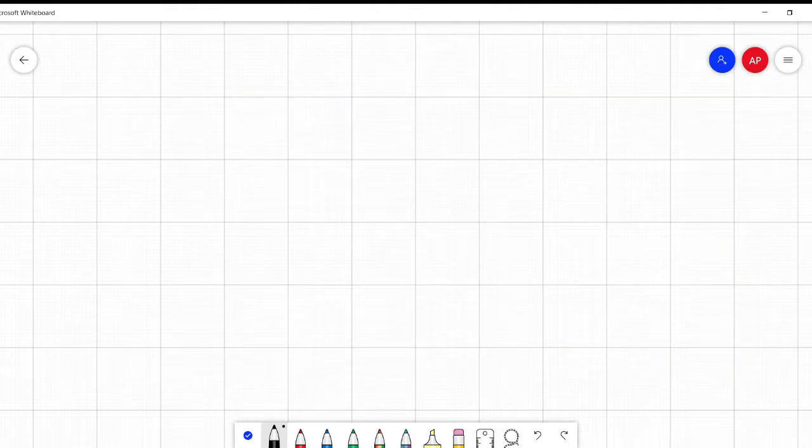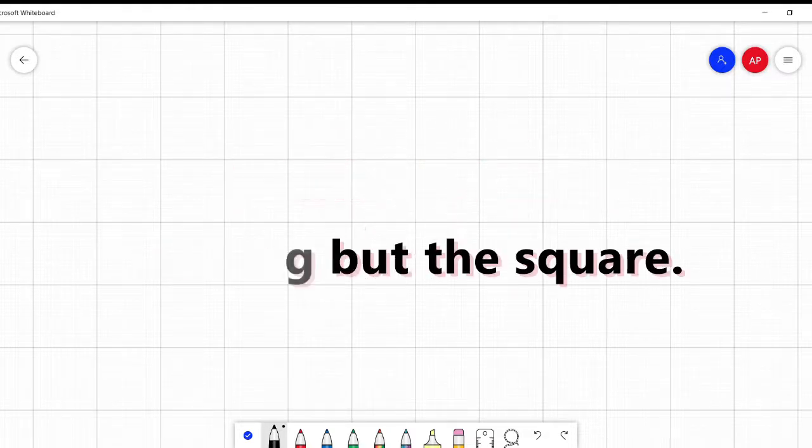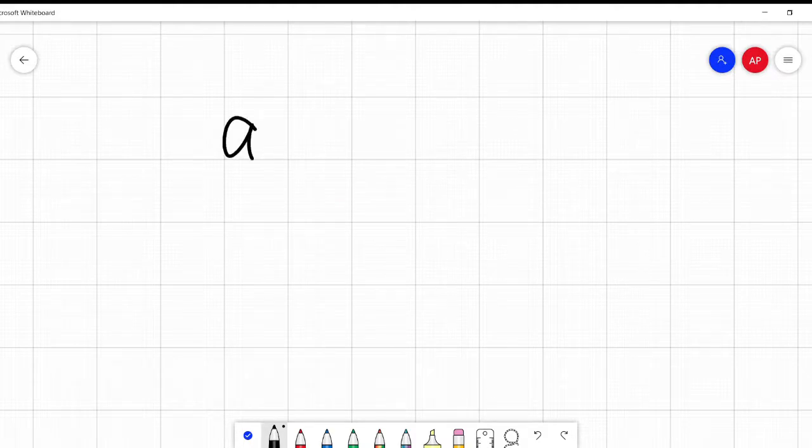This is very specifically about completing the square. First things first, here is our principle that we're going to be working with.